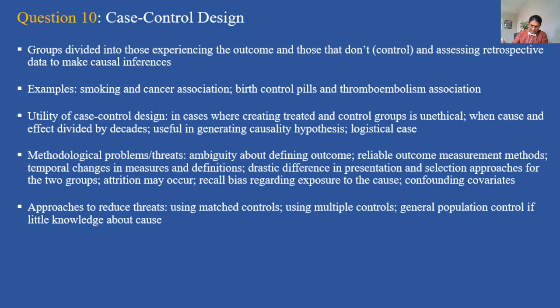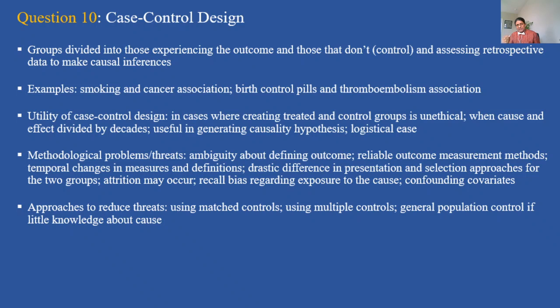Fourth, selection approaches for the outcomes of those with the effect and those without can be different because of the way these two groups present. And attrition of cases may occur because of the longitudinal aspect of such designs. Exposure to cause is usually through memory recollection because this is a retrospective study. So recall bias may occur and confounding covariates are usually present.